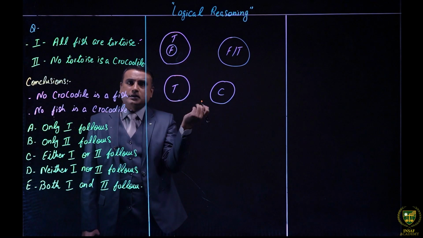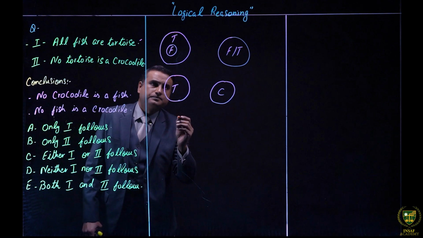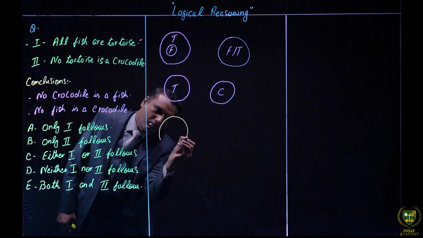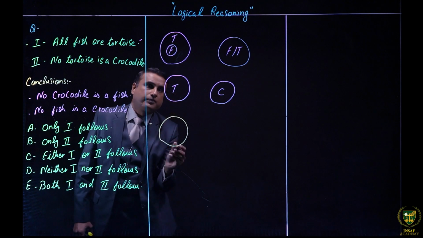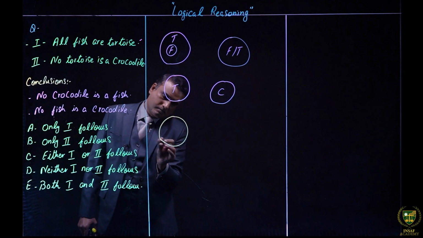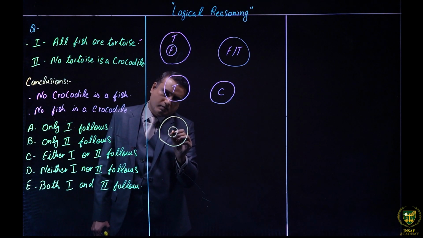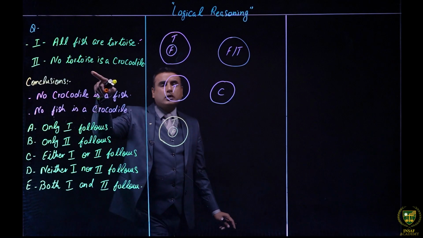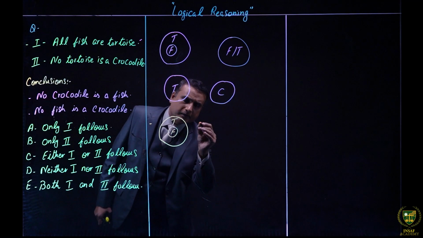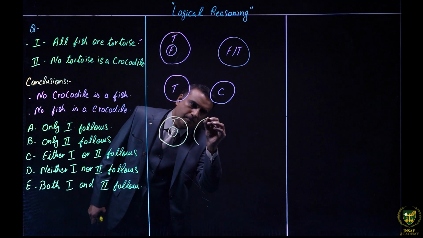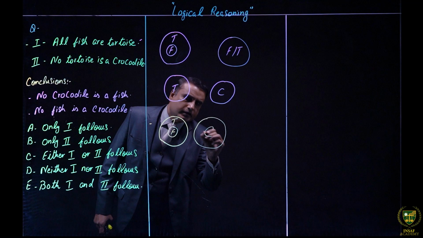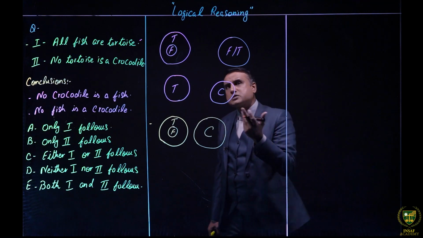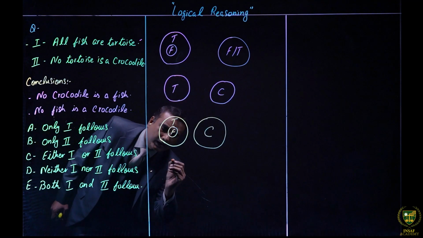If I combine this and this, or considering these two statements, it must be fish and tortoise, but we know that no tortoise is a crocodile. It means that C must not intersect with this T or F, obviously. And same is the case with second one. Isko bhi combine karenge to yahi banega.